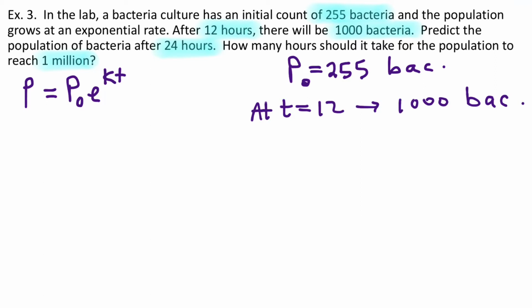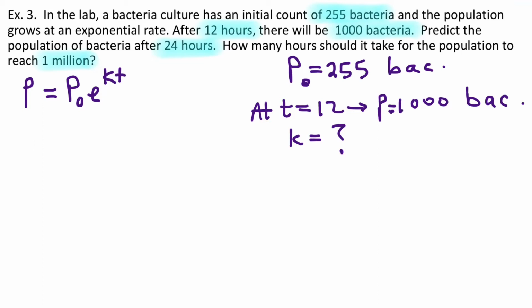All right, now let's break that down. We don't know what the rate is here, so K is unknown. But we do know time, and we do know P0, and we do know P. So let me just move this arrow over here. So this is P at time t equals 12. We have enough information, if we substitute that into the equation, to back out what the rate must have been to allow that bacteria population to grow from 255 to 1,000 in 12 hours.